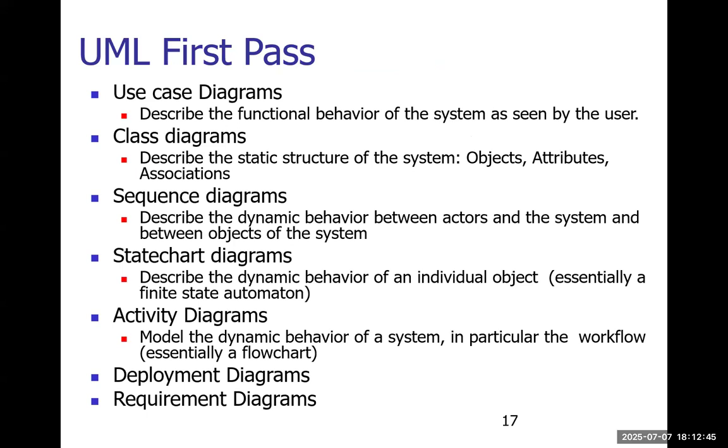Okay, so these are the diagrams we are going to practice in our lab 6, 7, and 8 in the coming 3 weeks. The first one is the use case diagram, and this one provides the functional behavior of the system as seen by the user. So this one is more like, from the user point of view, how this software functions. And we usually use this use case diagram in the requirement phase. So today we will discuss requirement engineering.